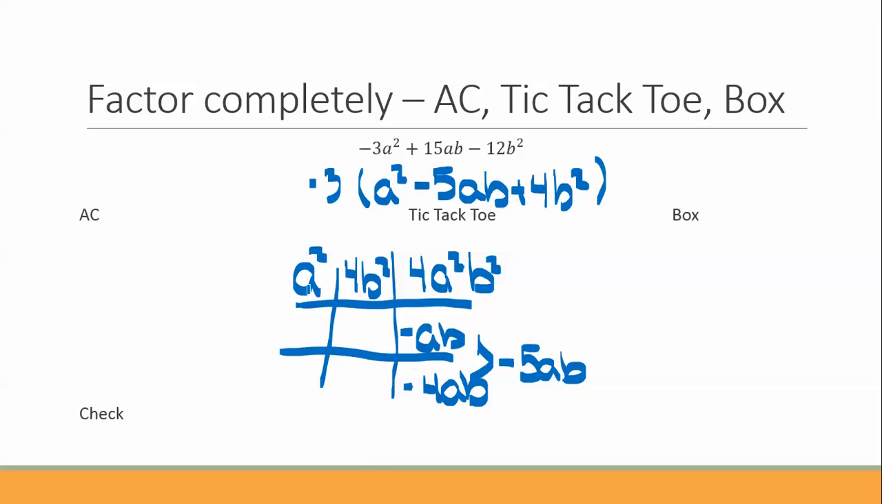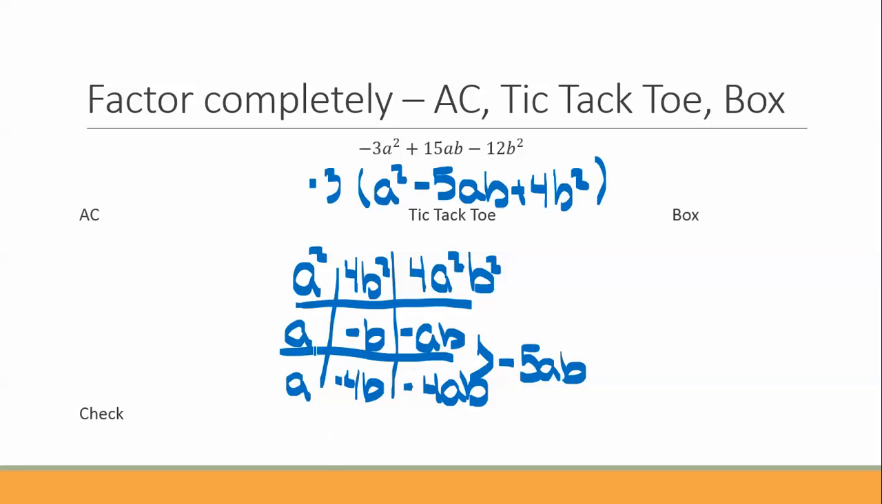Then our greatest common factors, we have a squared and minus ab. Our greatest common factor is a. 4b squared and minus ab, that'll be minus b. A squared and minus 4ab, that's going to be a again. And 4b squared and minus 4ab is minus 4b.